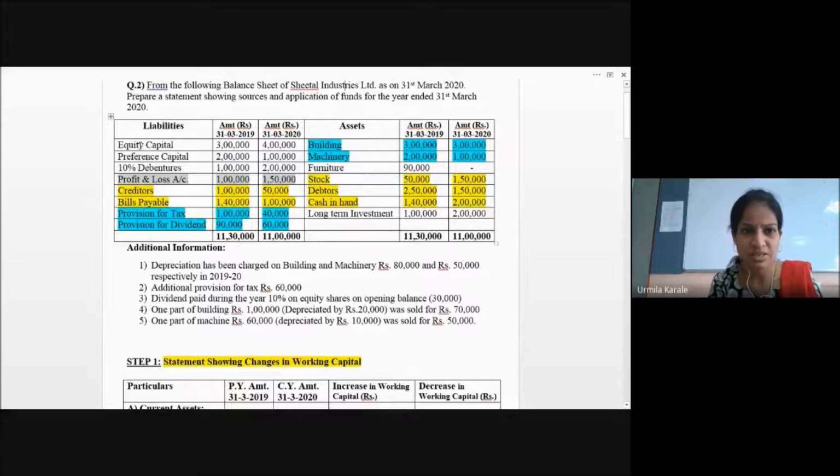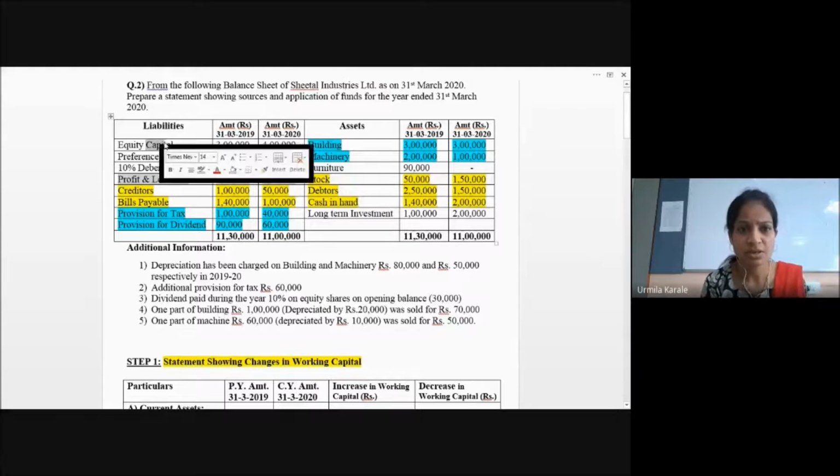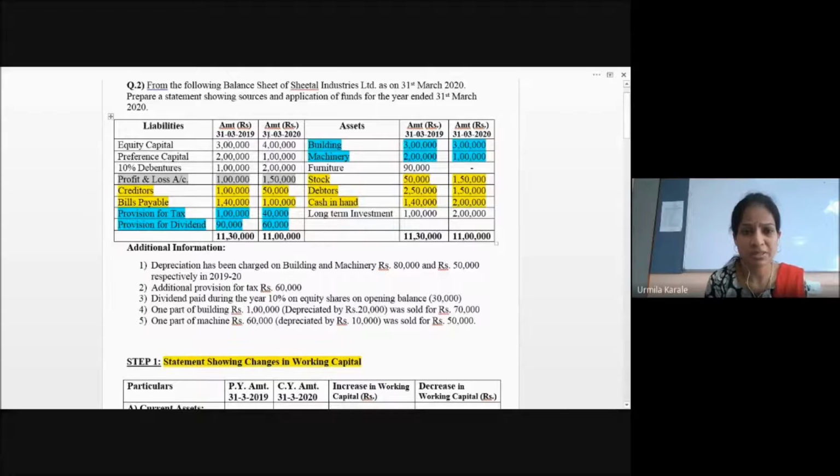Now we'll start the entire statement, the last two steps. So here I'm starting with this. We will start from the liabilities side. Equity share capital was 3 lakh, now it is 4 lakh. What has happened? 1 lakh increase. What it is? What it may be? Investment. Yes. So yes, that is issue of share capital. So you have increased the share capital by issuing.